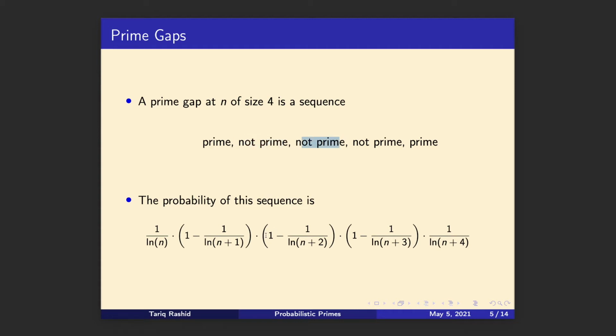Similarly for this one, we've got 1 minus 1 over log n plus 2. Similarly there, and the last one is a prime, so it's not 1 minus, it actually is 1 over log n plus 4. So that looks a little bit cumbersome, but at least we've encoded this probability. Now, this does assume that the events, this chain of events, are independent, and that's something we're going to roll with for now as a simplification.